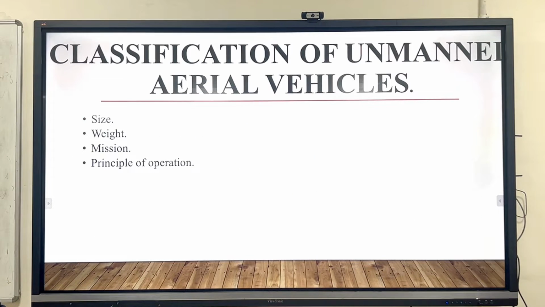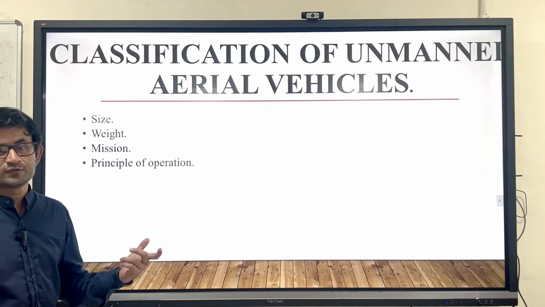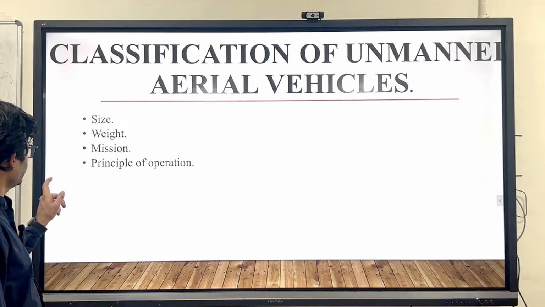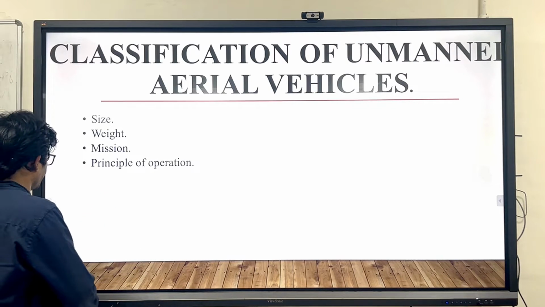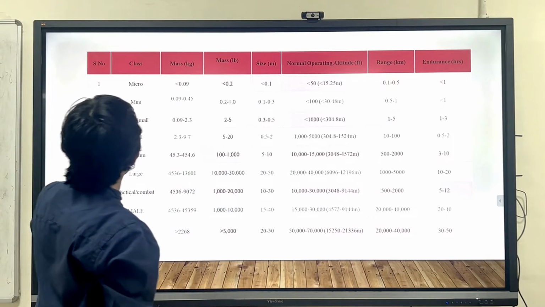And if you talk about the classification of unmanned air vehicles, you can classify based on the size of the UAV, the weight class, the mission requirement, and also the principal operation. Based on this you can classify. You can see this class.